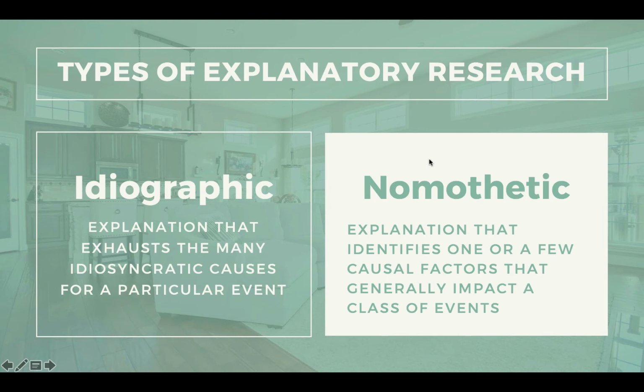You'll notice that you're exhausting all the possible predictors. What that means is when you're looking at a certain outcome, there could be hundreds of predictors of a specific outcome. Good social research is really focused on how we can explain this outcome with the fewest possible X variables. And that leans a little bit more towards the nomothetic approach, which is explaining an outcome in a way that identifies one or a few causal factors that can generally impact a class of offense.